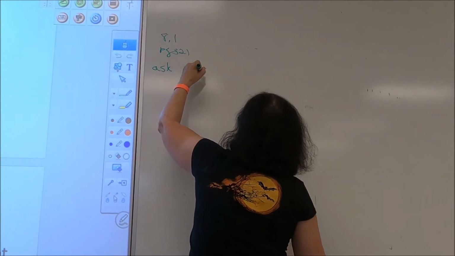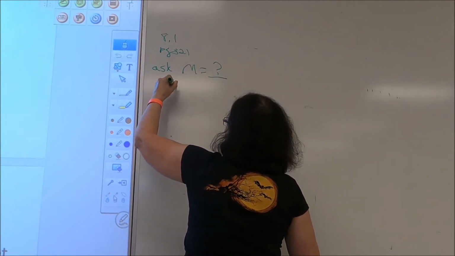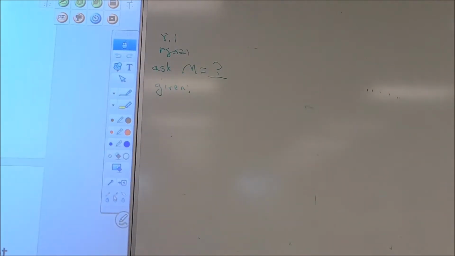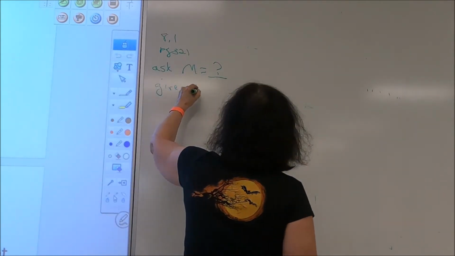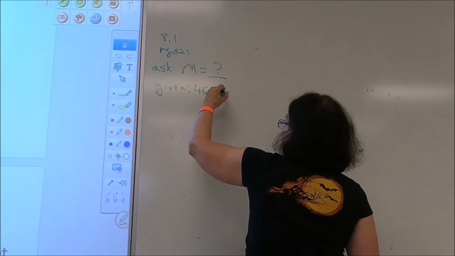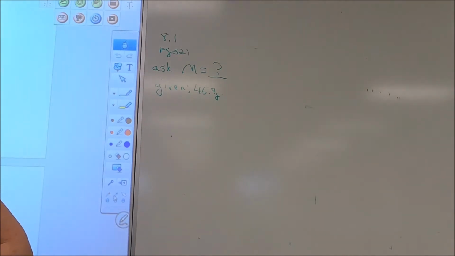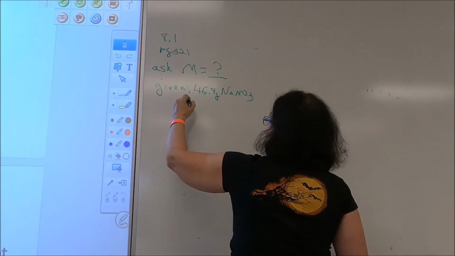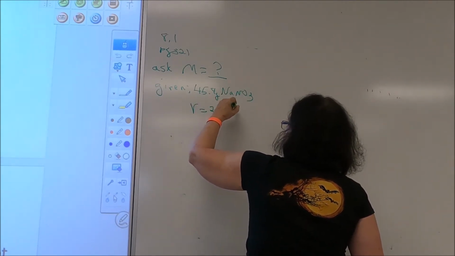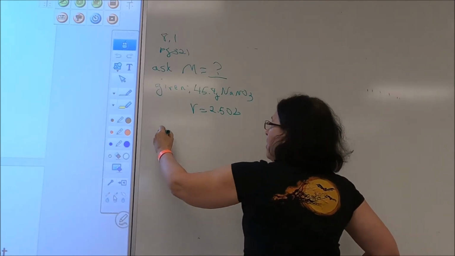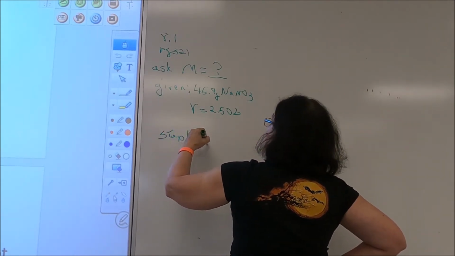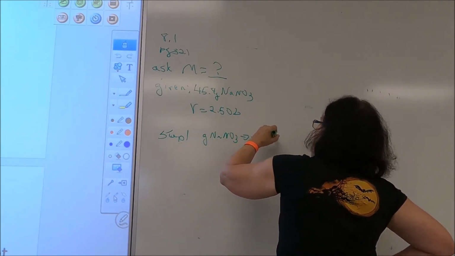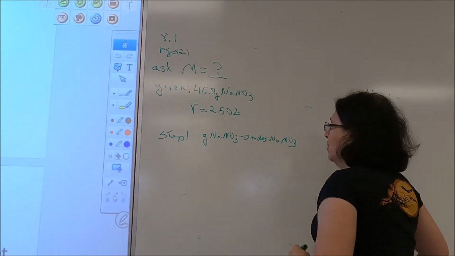And we're asked molarity. And we're given that we have 45.4 grams of sodium nitrate, and our volume is going to be 2.50 liters. So our step one is to go from grams of sodium nitrate to moles of sodium nitrate.